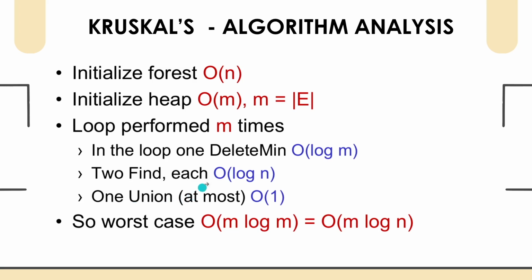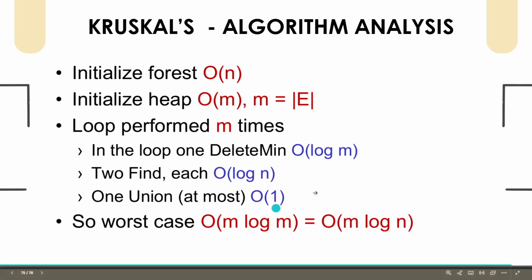So, for that we check whether both the vertices are part of the same connected component or not. For doing that union operation we need order of 1, it takes up a constant time, right. And so, the worst case complexity of this Kruskal's algorithm would be order of m log m, or order of m into log n.